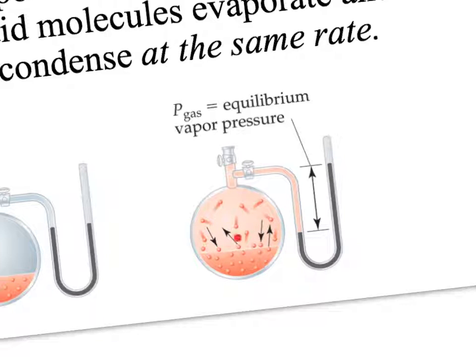So some molecules are always doing that. We call that the pressure exerted by the molecules that successfully break away from their friends. We call that the vapor pressure at any specific temperature. At any temperature, for any liquid, you're going to have a certain pressure.